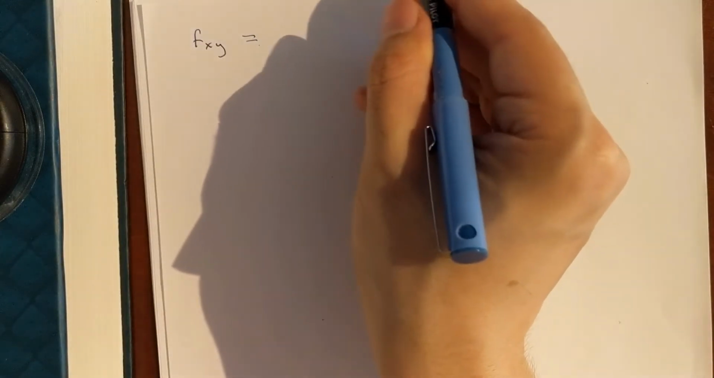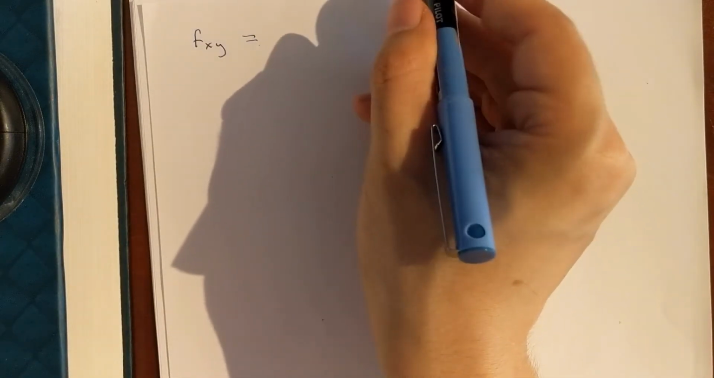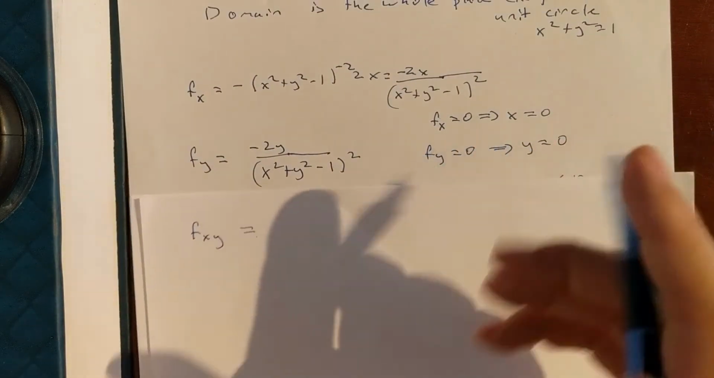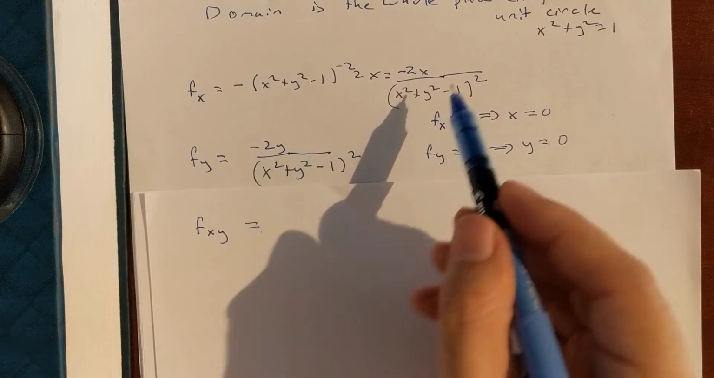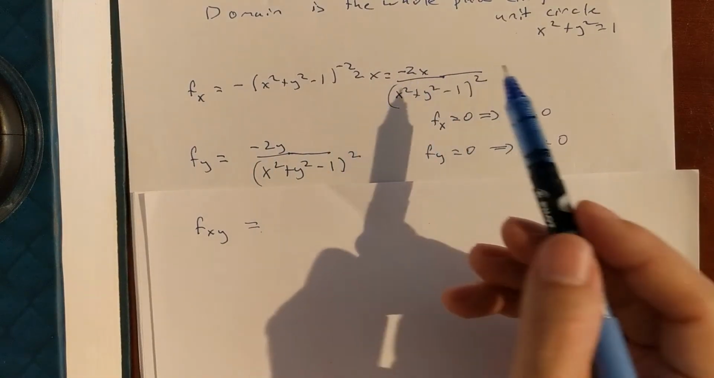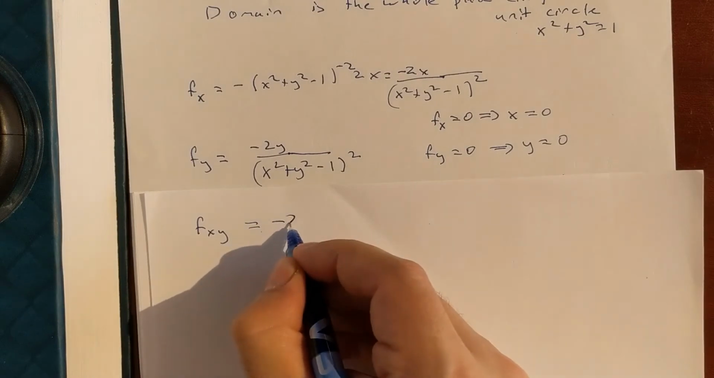So what we're going to do is take the y derivative of this. Sorry, you're not seeing what we're taking the y derivative of. Okay, so we're taking the y derivative of fx. The top is a constant. We don't mess with it. It's going to stay the same.